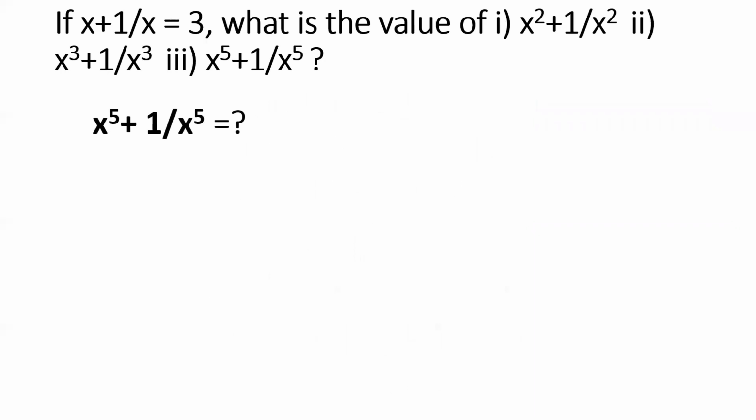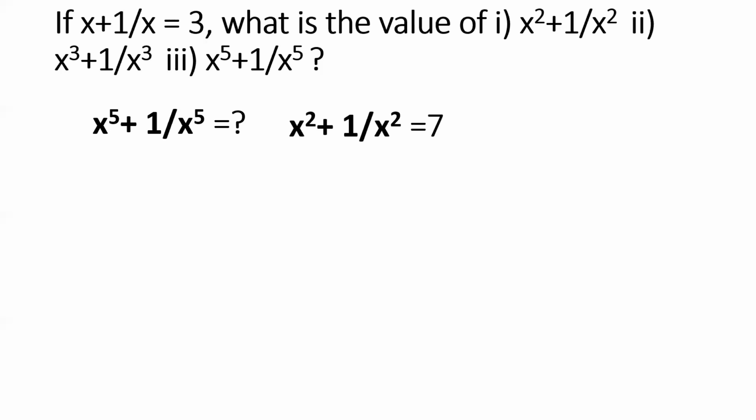Now, what about x to the power 5 plus 1 by x to the power 5? Well, we can potentially start by taking the fifth power of x plus 1 by x, just like we did for the first two parts of the problem. But that's a little bit longer and a more laborious method, and you really need to know the binomial expansion for these higher indices or higher powers. But there is actually a much easier way of solving this problem.